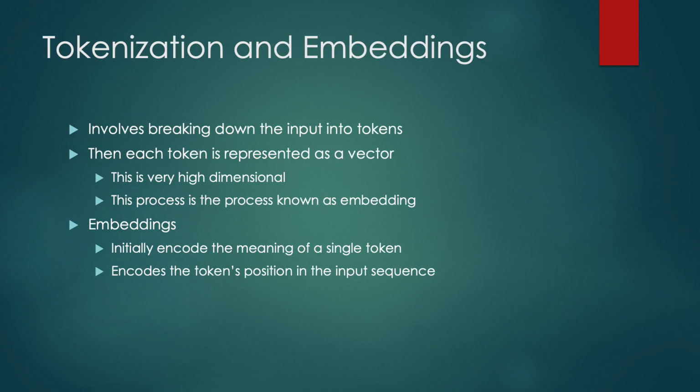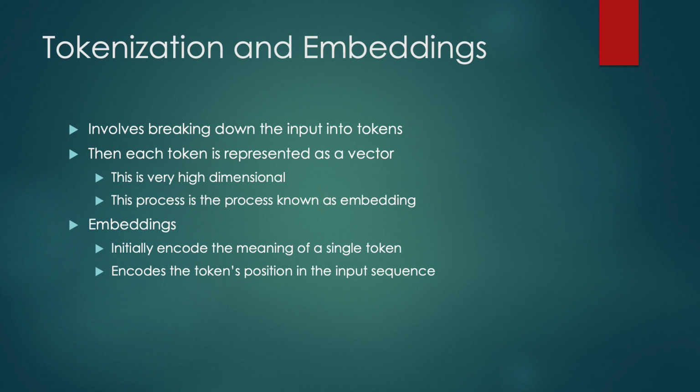Tokenization and embeddings are the initial step that involve breaking down the input into tokens, and representing each token as a high-dimensional vector known as an embedding. These embeddings are initially used to encode the meaning of the individual token and its position in the input sequence.